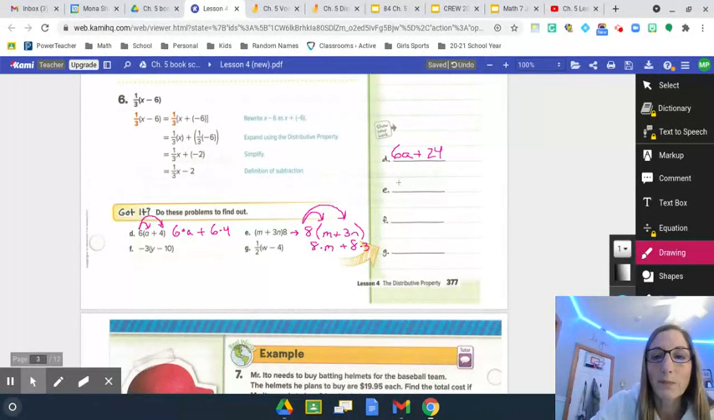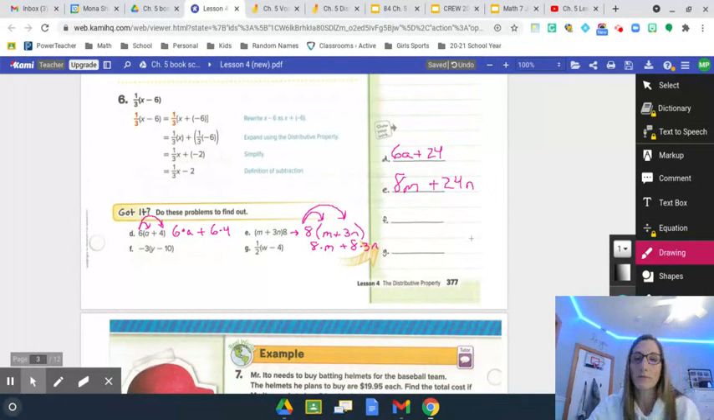Okay, so simplified, 8 times M is 8M. I'm just getting rid of the multiplication sign in between. Plus 8 times 3N. 8 times 3 is 24, and then bring the N with it, 24N. I'm done. This is as simplified as I can take it right now, okay?